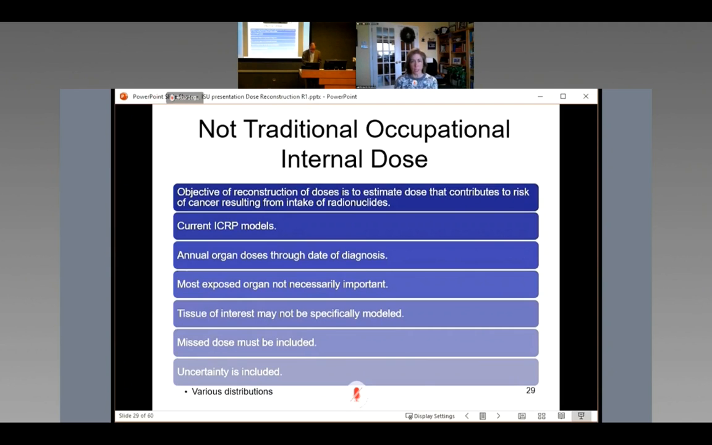The tissue of interest may not be specifically modeled. There are a number of locations in the body where you can get cancer where you don't have a specific model. The organ is not modeled in the ICRP models. Probably the primary one of interest is prostate because a lot of people get prostate cancer. So that's a very common one that we see, and that's not a modeled organ. Missed dose must be included, which you would never do in an occupational dose setting. And we do include uncertainty. There's a number of different distributions that can be put into IREP.